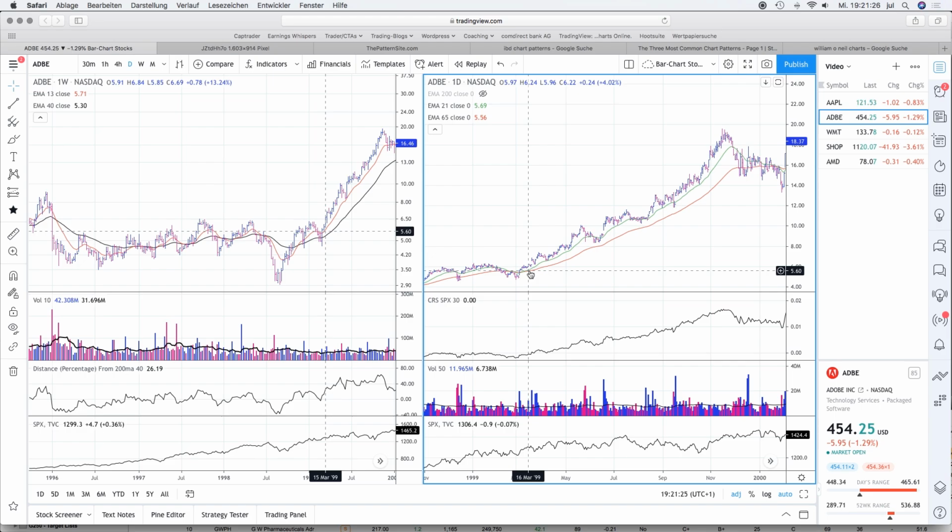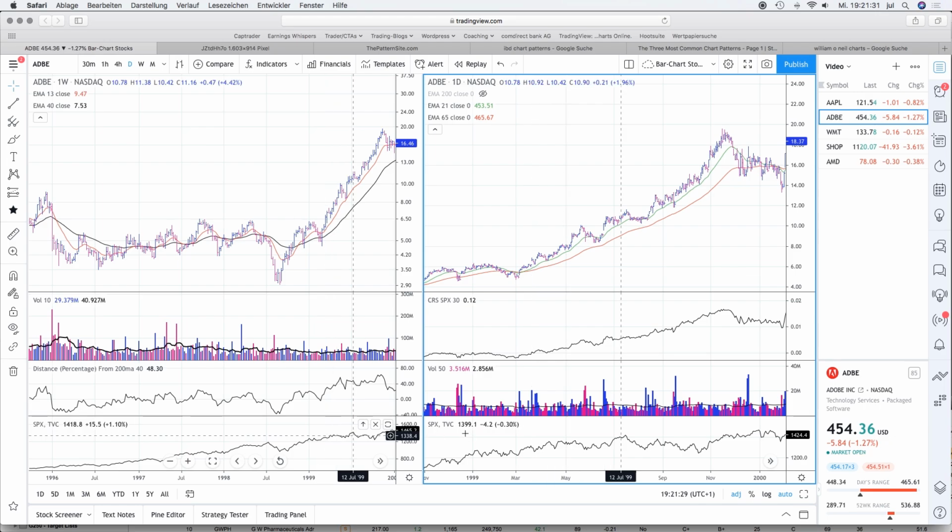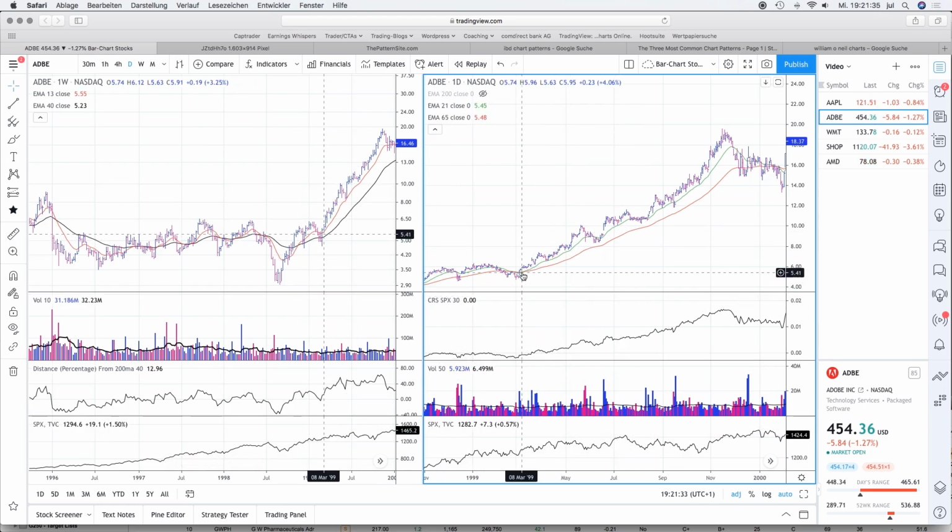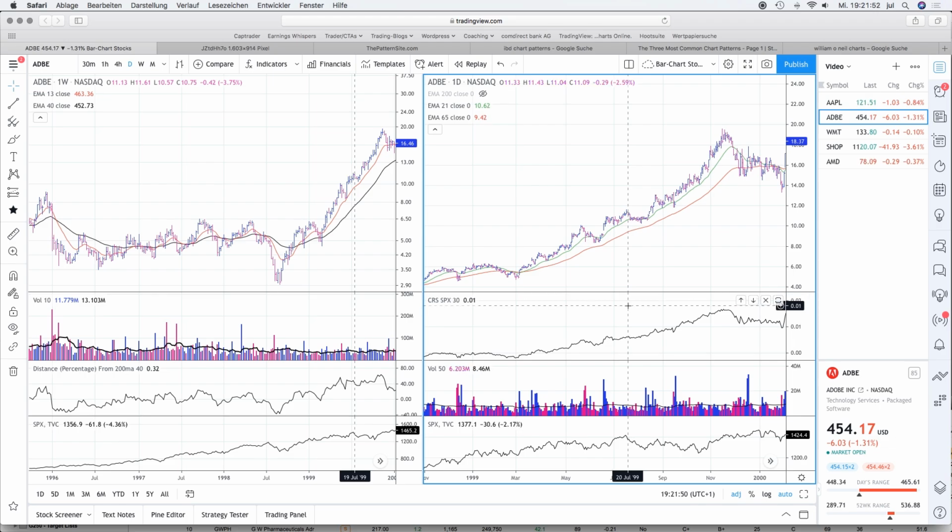And it is also very helpful to add the S&P 500 to your chart, so that you can always compare where the S&P 500 was and where the stock was in that situation. So it's very easy for you to compare the general stock market with the stock itself. I made a video on how you can add the S&P 500 to your chart, so you can look into my YouTube channel.